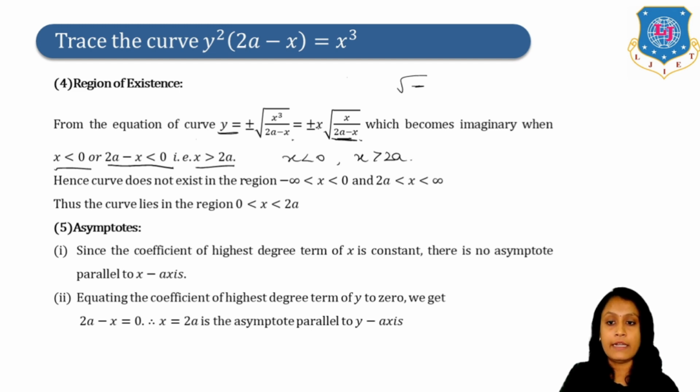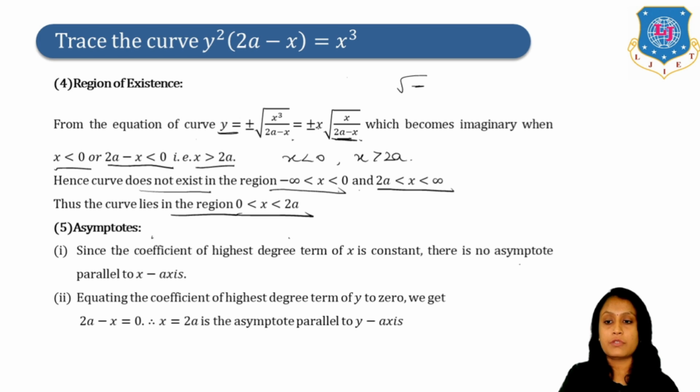So we can say that in the regions minus infinity to 0 and from 2a to infinity, the curve does not exist, because in these intervals y becomes imaginary. So where does the curve lie? The curve lies in the region between, that is 0 to 2a. We will keep all this in mind in order to trace the curve, so just keep in mind that the curve lies in 0 to 2a.